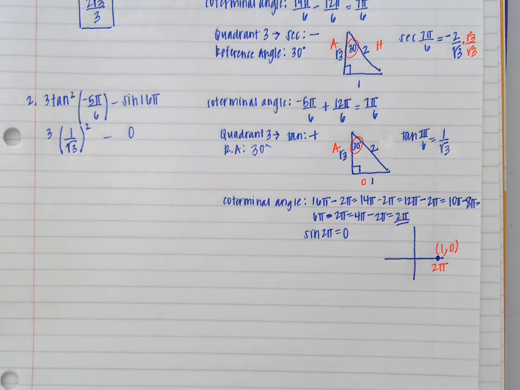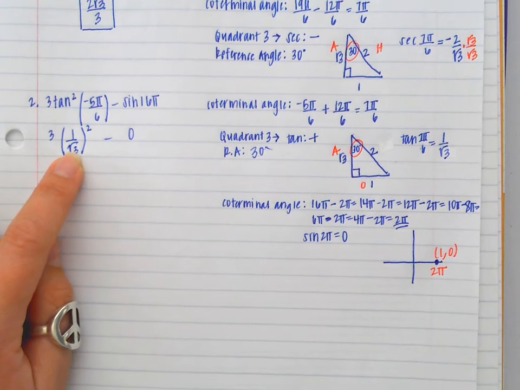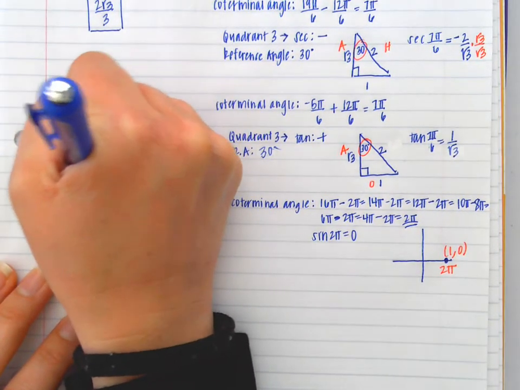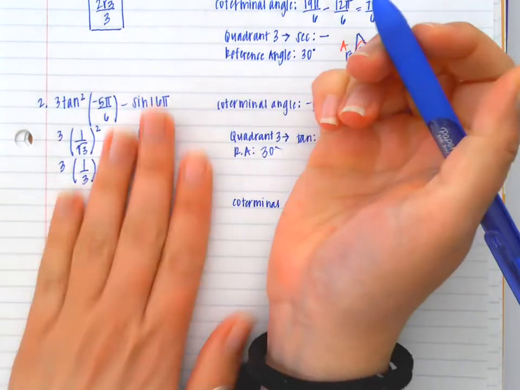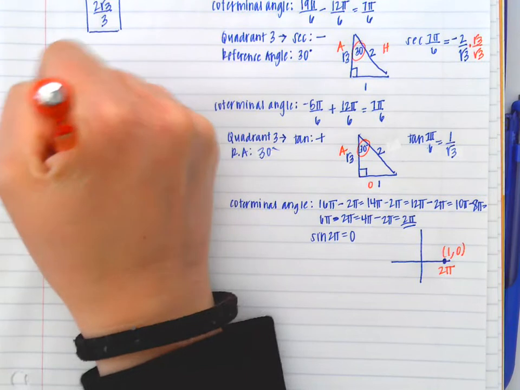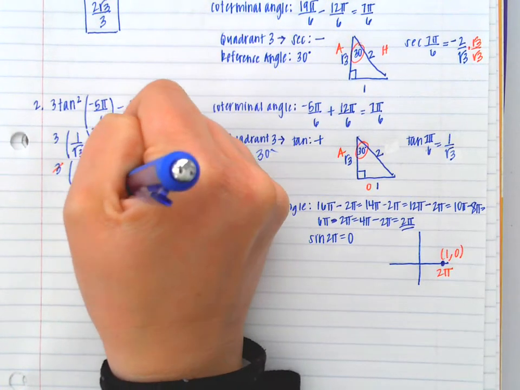Okay, so then we can go through and solve the problem. I'm first going to do my exponents. 1 over rad 3 squared is just going to be 1 over 3. And we don't really need this minus 0 anymore. The 3 and the 3 are going to cancel, and I'm left with just 1 as my final answer.